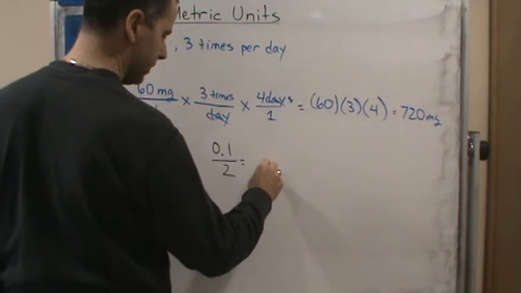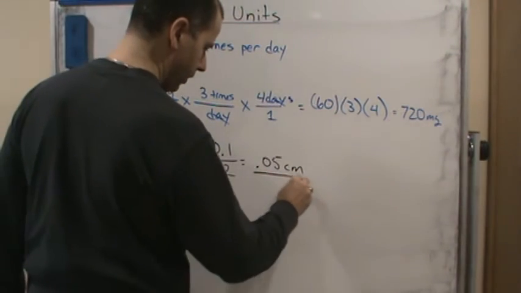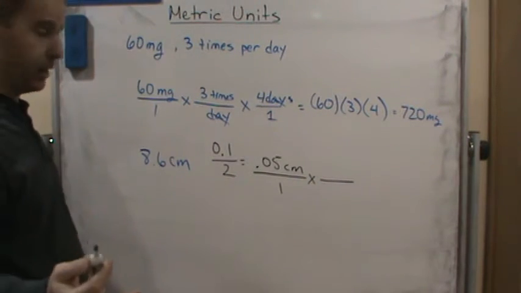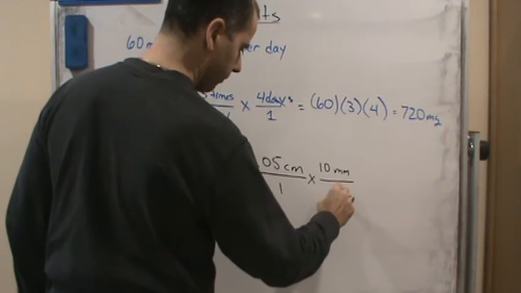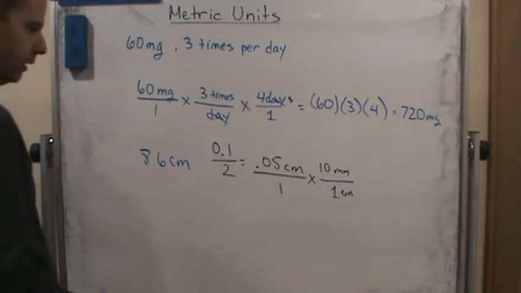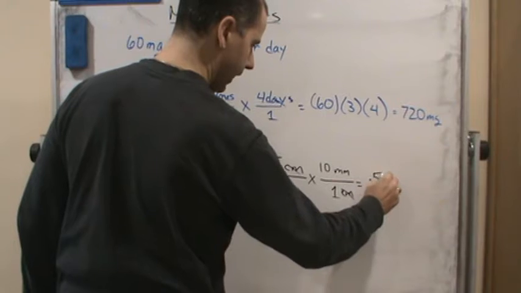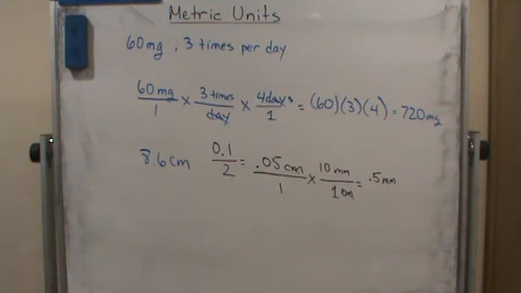So it's going to be 0.05 centimeters. But they want it in millimeters. So guess what? Now we're just going to convert it to millimeters. So there are how many millimeters for every centimeter? There's going to be 10. So there are 10 millimeters for every centimeter. Right? And so centimeters cancel and we end up with what? 0.5 millimeters. And so that is the greatest possible error in millimeters for this measurement.